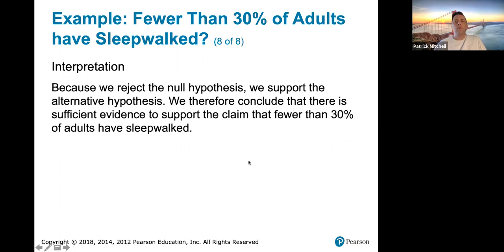Okay, so we're rejecting the null hypothesis, which means we support the alternative hypothesis. There is sufficient evidence to support the claim that fewer than 30% of adults have sleepwalked.